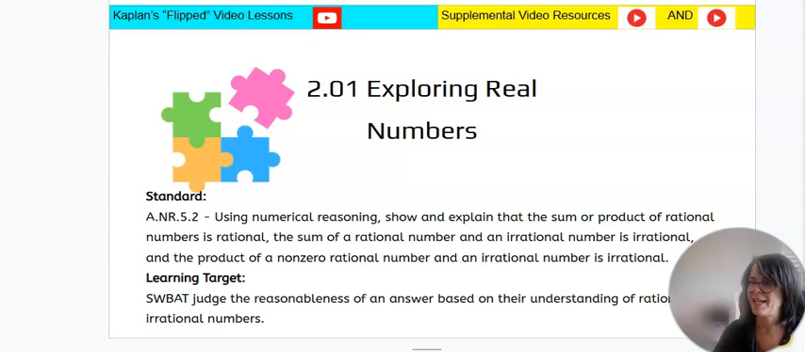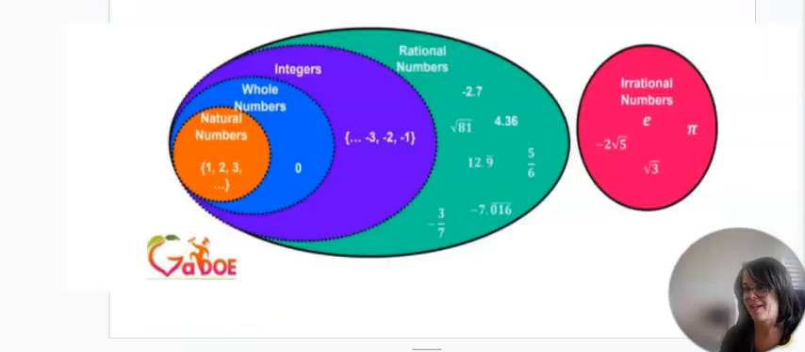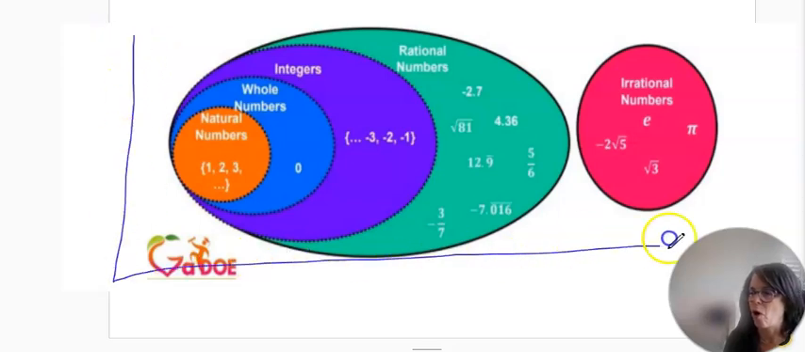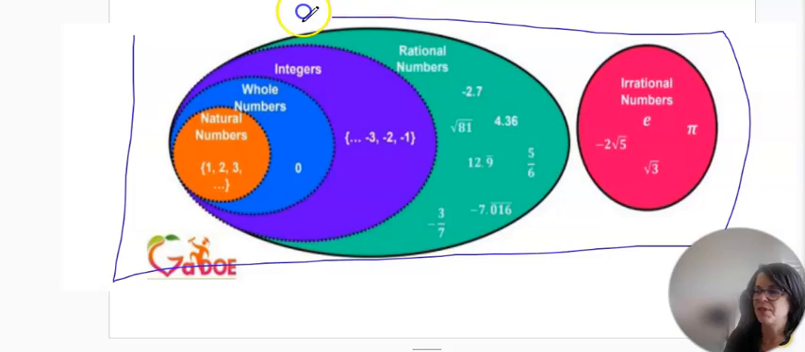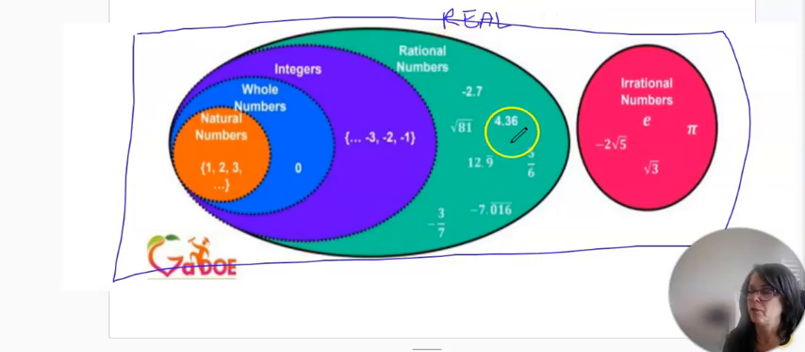Hi everyone. Today we're going to explore the set of real numbers. So let's look at this Venn diagram to look at what the different sets of numbers are. All of the numbers that you know, everything you've ever heard of, all of this is the set of real numbers. All of these are included in real numbers.